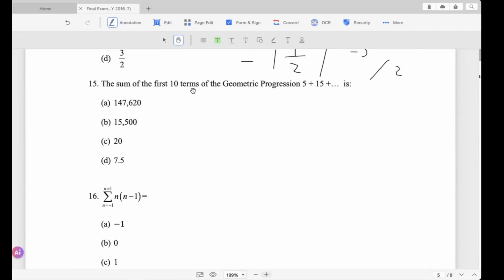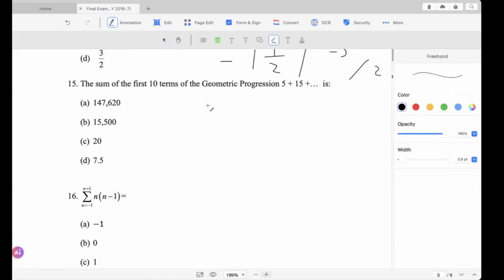The sum of the first 10 terms of the geometric progression. Now, first, what's the common ratio? The common ratio is found by dividing. So we have 15 divided by 5. So my common ratio is 3.